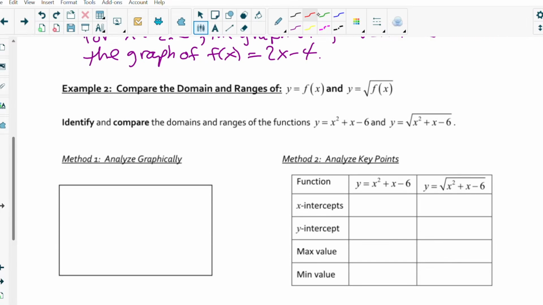Example 2. Compare the domain and ranges of y equals f of x and y equals square root of f of x. Identify and compare the domains and ranges of the functions y equals x squared plus x minus 6 and y equals square root of x squared plus x minus 6. Let's analyze this graphically.